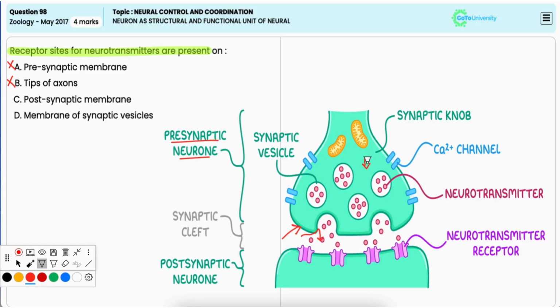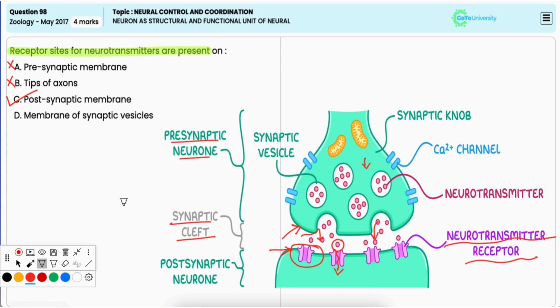Option C, postsynaptic membrane. Now, the postsynaptic membrane contains specific receptors for neurotransmitters, and these receptors bind to the neurotransmitters that are released into the synaptic cleft, thus enabling the signal transmission to the next neuron or the effector. Hence, this is the correct option.